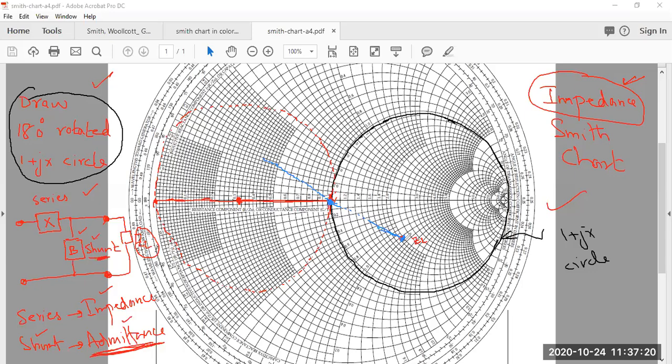So let's assume that you extend this line. What I have done is I have moved this point exactly 180 degrees to its position on the other side. And now this point, because this was ZL, you will call this YL, because what we have done is we have converted the load impedance into load admittance.